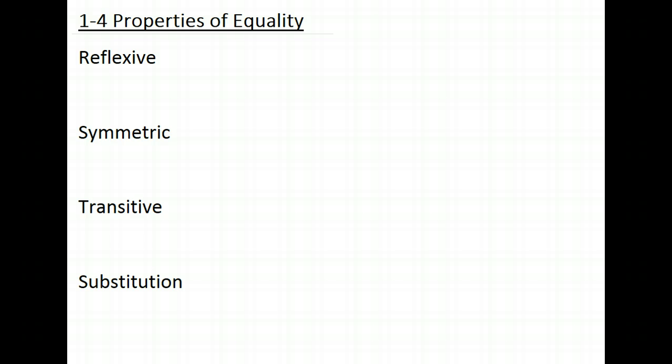So the first one we're going to talk about is the reflexive property. Reflexive, like reflection in a mirror. So that means any quantity is equal to itself. An example is 3 equals 3, or 5 equals 5. We have the same quantity on the left as we do on the right side of the equal sign. We can also do this in symbol form. We can say A equals A. So that's the reflexive property, when any quantity is equal to itself.